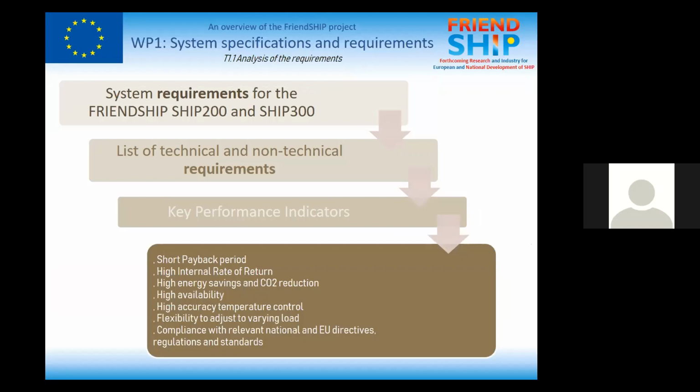So we start with work package 1, which will soon be over. We advanced on task 1.1 on the analysis of the requirements for the FriendSHIP system. We drafted a list of technical and non-technical requirements, which leads to key performance indicators that are the following: short payback period, high internal rate of return, high energy saving and CO2 reduction, high availability, high accuracy temperature control, the flexibility to adjust to varying load, and compliance with relevant national and EU directives. This is part of deliverable 1.1, which is not open and is confidential.